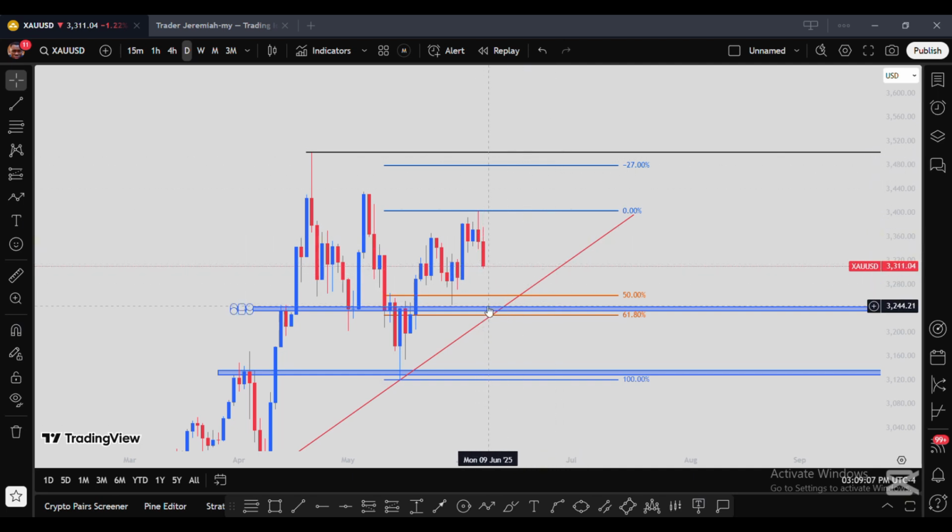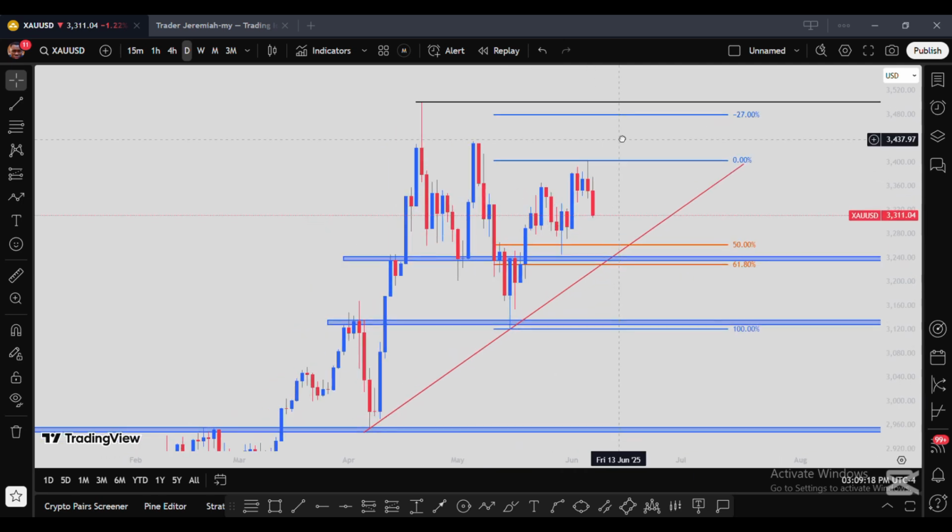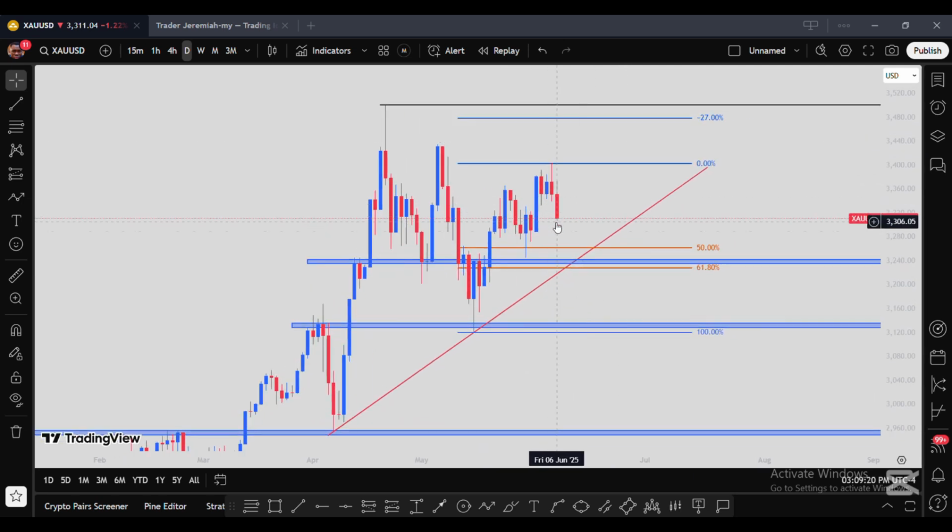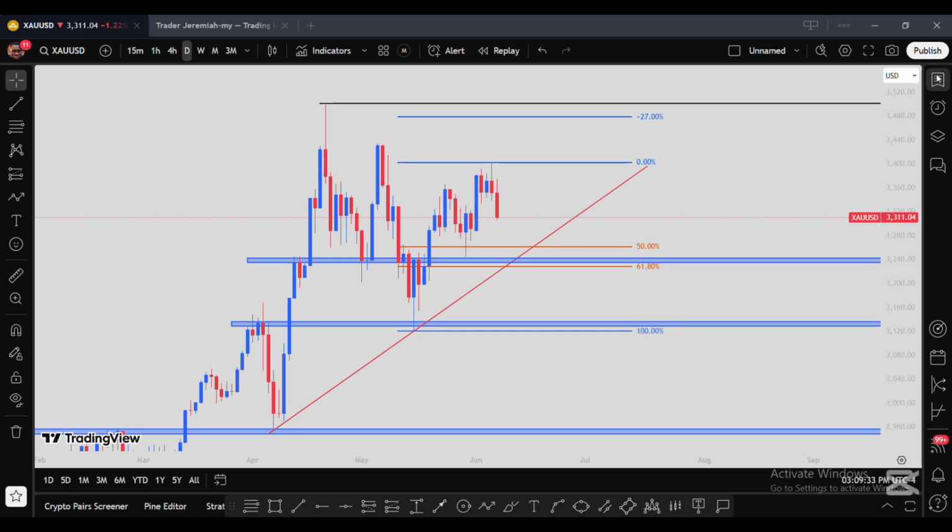If price goes into this zone, then I'll be looking for buying opportunity back into this key level again, back into this black line around 3,000 per ham. That's where I'm expecting price to go. For now, I'll just be waiting for price to continue heading lower back into this trend and also this key level before I could start looking for buying opportunity on gold. So that's just my take on gold.